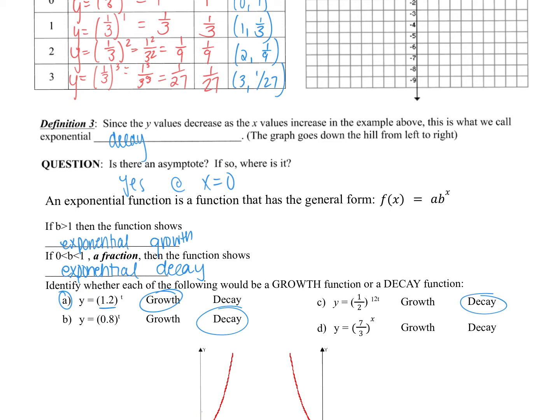Then I have 7 over 3, which is a fraction, but we know that 3 can fit into 7 multiple times, twice, right? So if I were to say 7 divided by 3, I would get 2.3333, which is bigger than 1, so it's a growth.